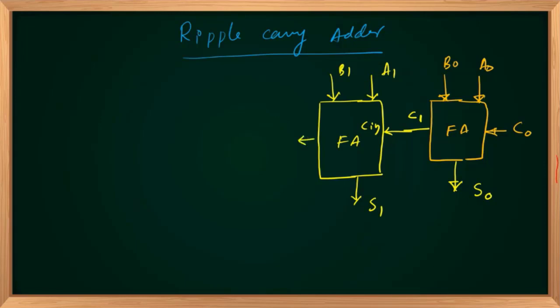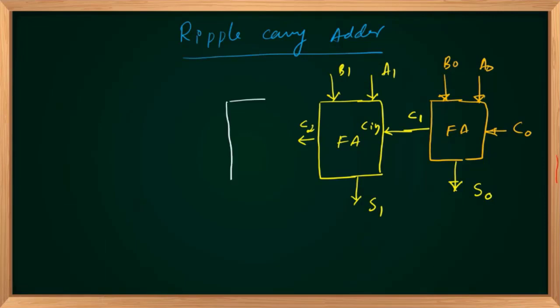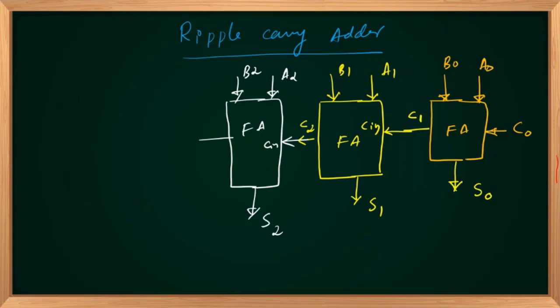Again, it will produce a carry out. I'm calling it C2. That is connected to the carry in of my third stage. And this is also a full adder. Let me mark the input digits as A2 and B2. And it will produce a sum output, that is S2, corresponding to A2 and B2. Again, I will have another stage. I'm going for the fourth stage.